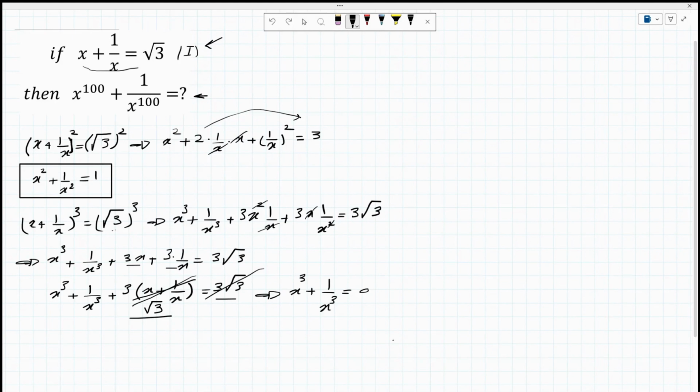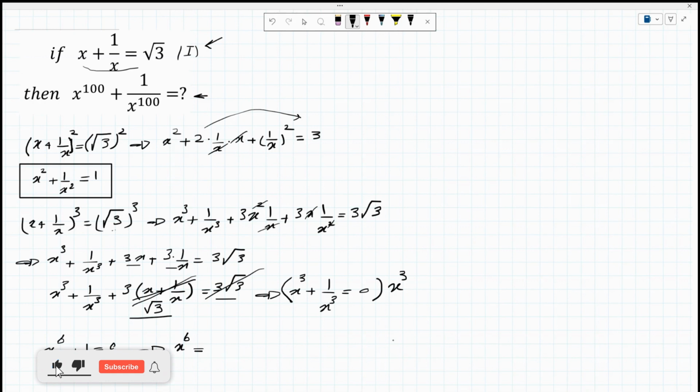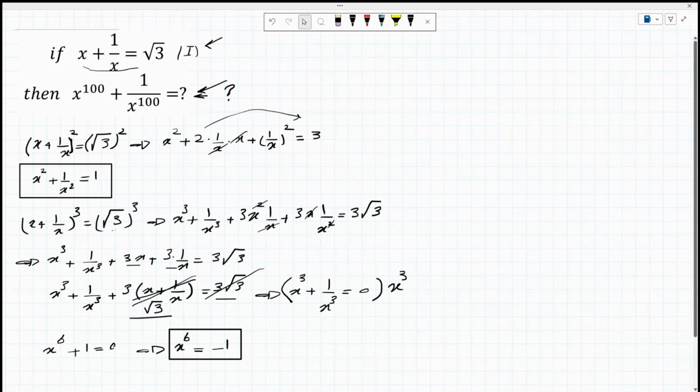If I multiply both sides of this equation by x3, this gives us x to the power of 6 plus 1 equals 0. It means that x to the power of 6 is equal to minus 1. I'm going to use this equation somewhere else. So according to the main question, we want to find the value of this expression here. First, we're going to find out what is the value of x to the power of 100.